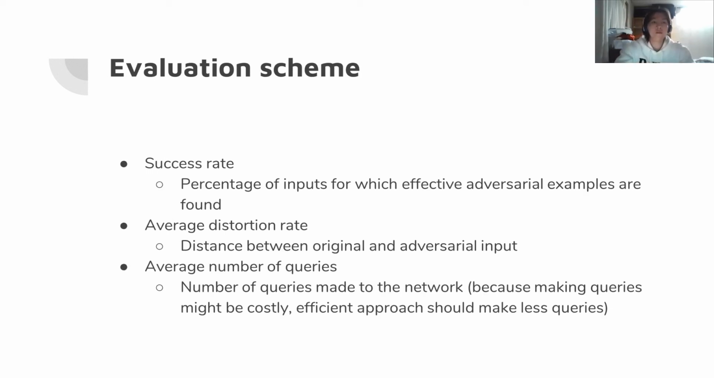And the evaluation method that we're using for our project has 3 factors. They are success rate, the percentage of inputs for which effective adversarial examples are found, because we cannot always find adversarial examples for inputs. And the second one is average distortion rate, which is the distance between original and adversarial input, which shows how much we change the original input to generate the adversarial one. And the average number of queries, which is the number of queries made to the network. Because making queries to the network is quite costly, an efficient approach should make fewer queries.